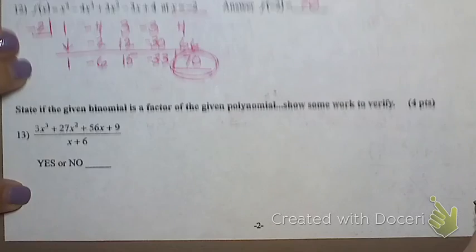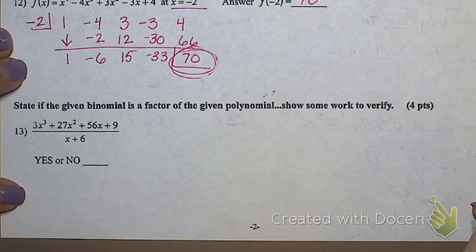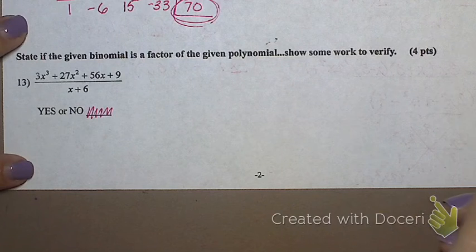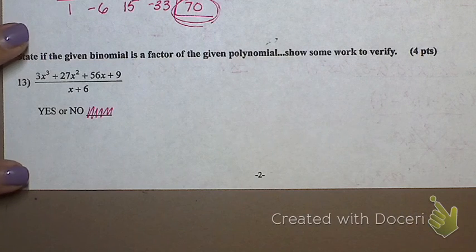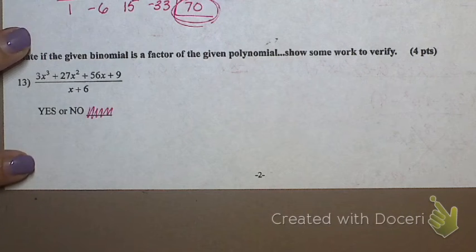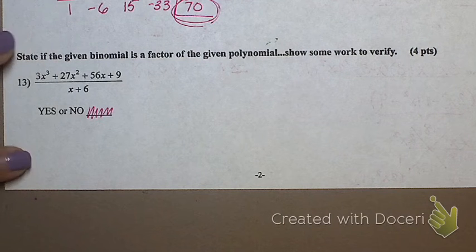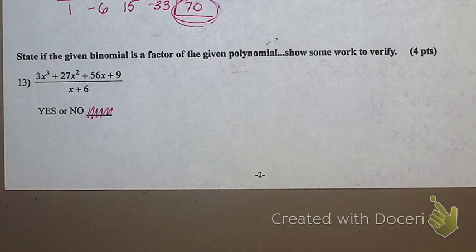Ready for the last one? State if the binomial is a factor of the given polynomial. Show some work to verify. I don't know why there's really a line there, because I really just want you to circle the word yes or no. Okay? There's nothing you really need to put in that line. In fact, maybe I'll try and change that before we copy the test. How do I know whether it's yes or no? I'm going to divide, and then what? What would make it a yes? 0 for what? The remainder. If the remainder is not 0, then the answer is no.